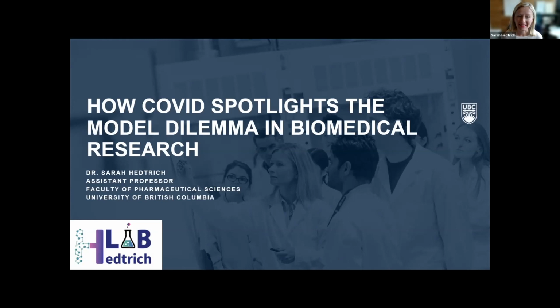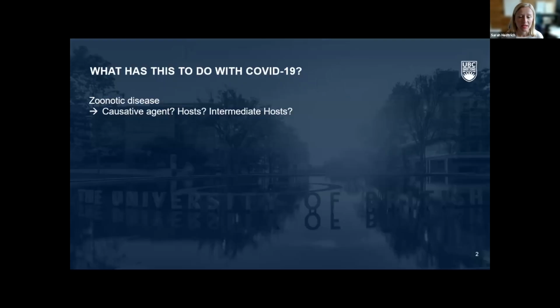As I said, it's a great pleasure for me to be here. And as just introduced by Kate, my talk is about how COVID spotlights the model dilemma in biomedical research. Some of you now may ask, what does the model dilemma in biomedical research have to do with COVID? So let's take a step back and look at very basic facts that we know about COVID. COVID-19 is a zoonotic disease.